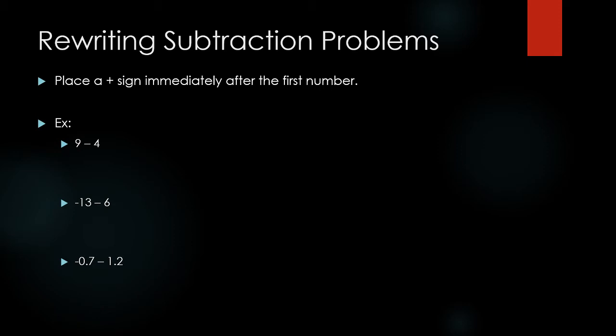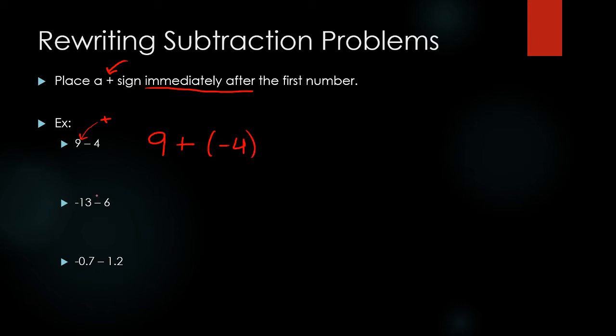So, rewriting subtraction problems, all you need to do is place a plus sign immediately after the first number. So 9 is the first number, which means that I want to put my plus sign right here. The minus sign is attached to the 4. So when I do that, I'd have 9 plus negative 4, like that.